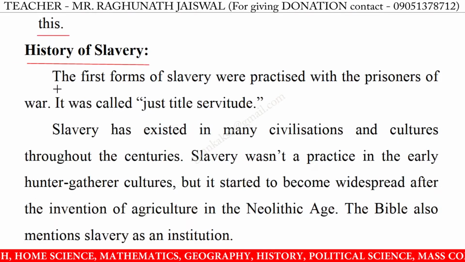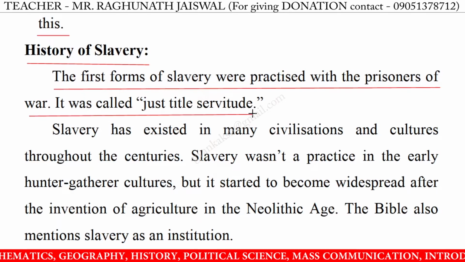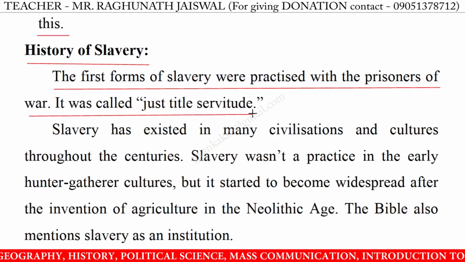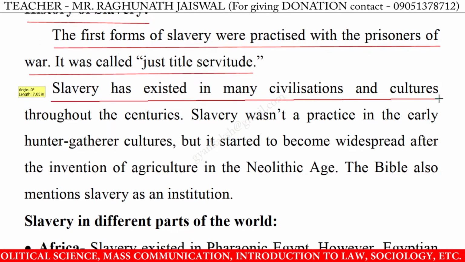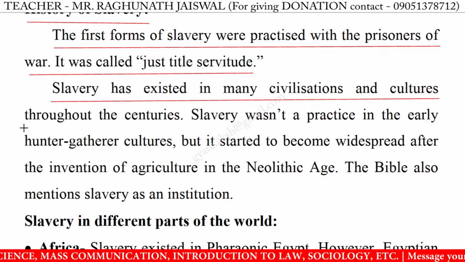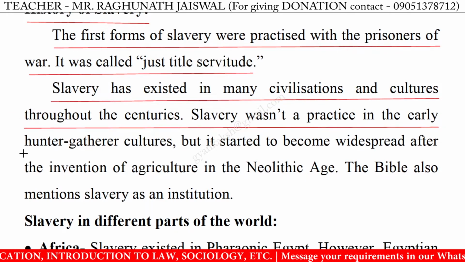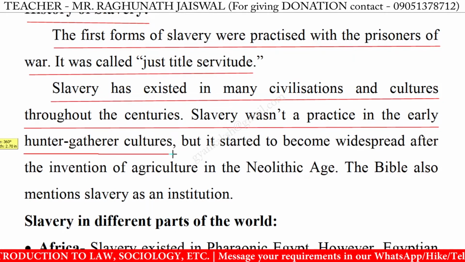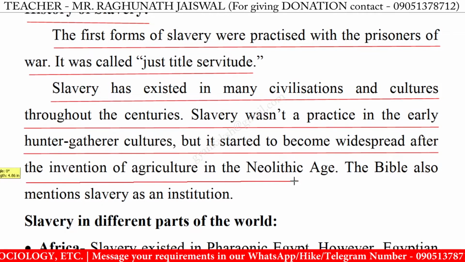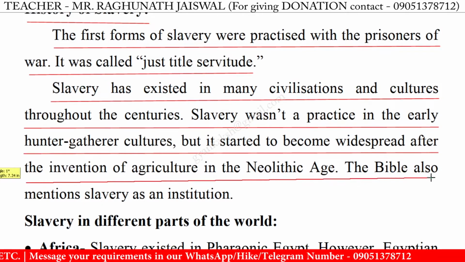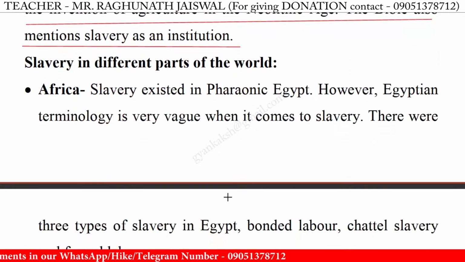History of slavery. The first form of slavery was practiced with the prisoners of war. It was called just servitude. Slavery has existed in many civilizations and cultures throughout the centuries. Slavery wasn't a practice in the early hunter-gatherer cultures, but it started to become widespread after the invention of agriculture in the Neolithic age. The Bible also mentions slavery as an institution.